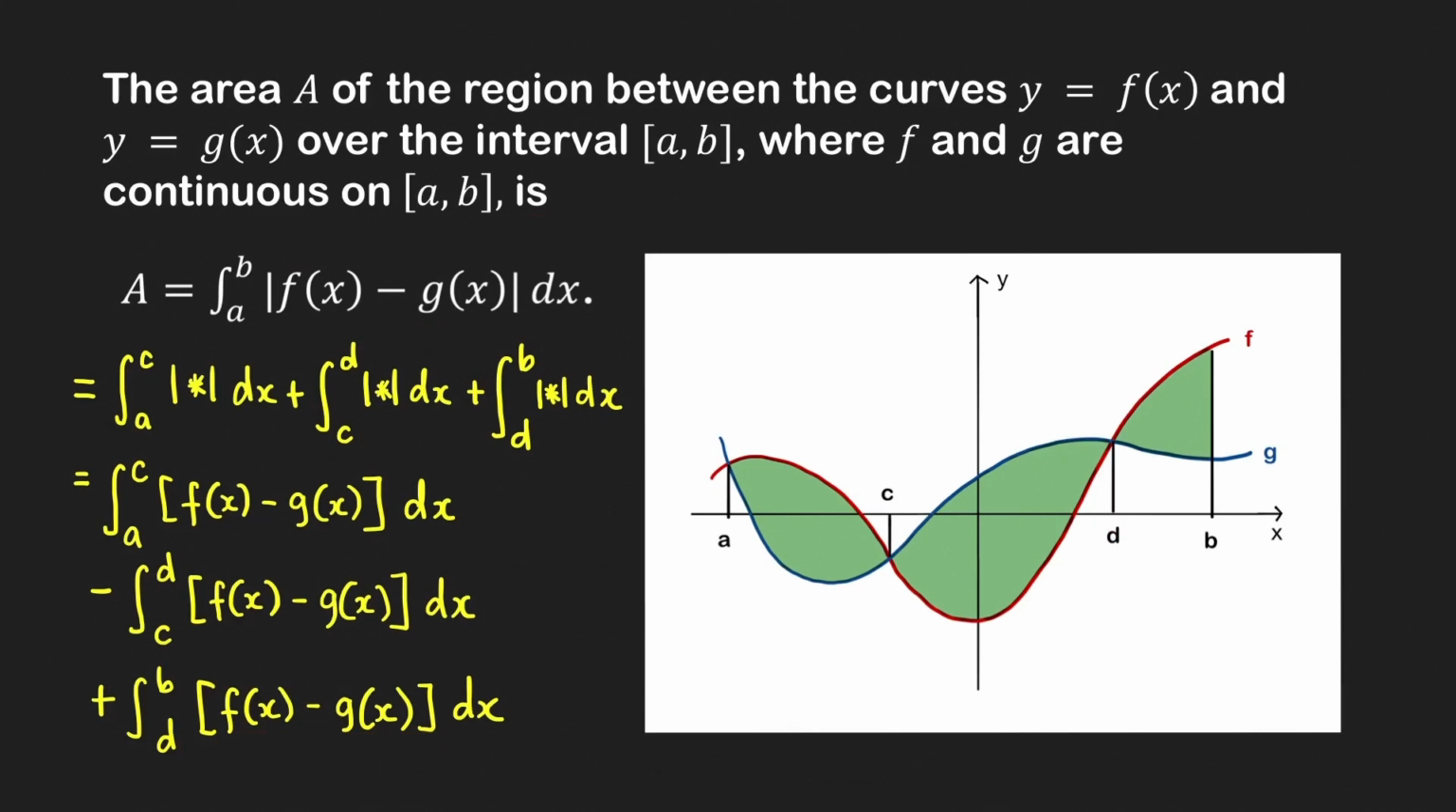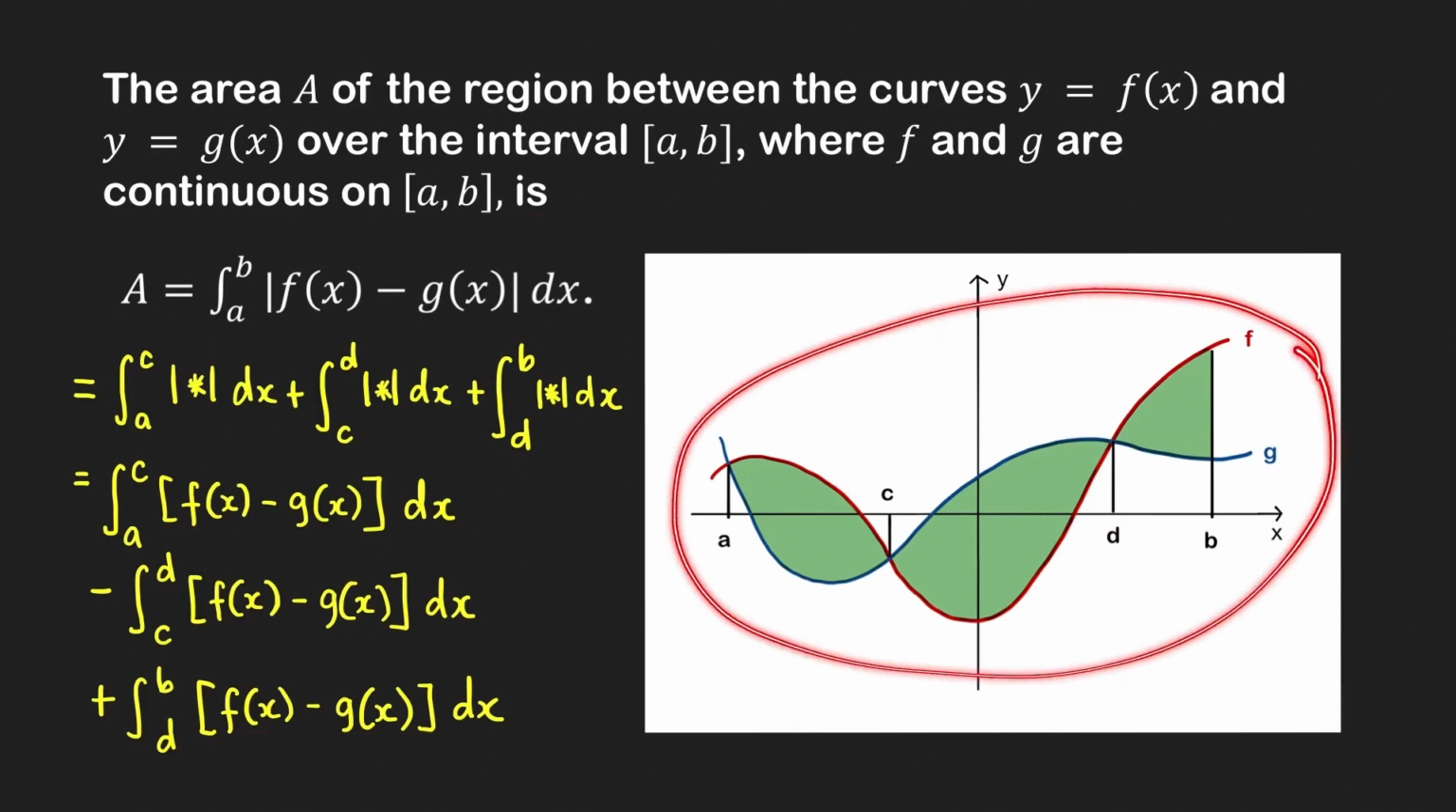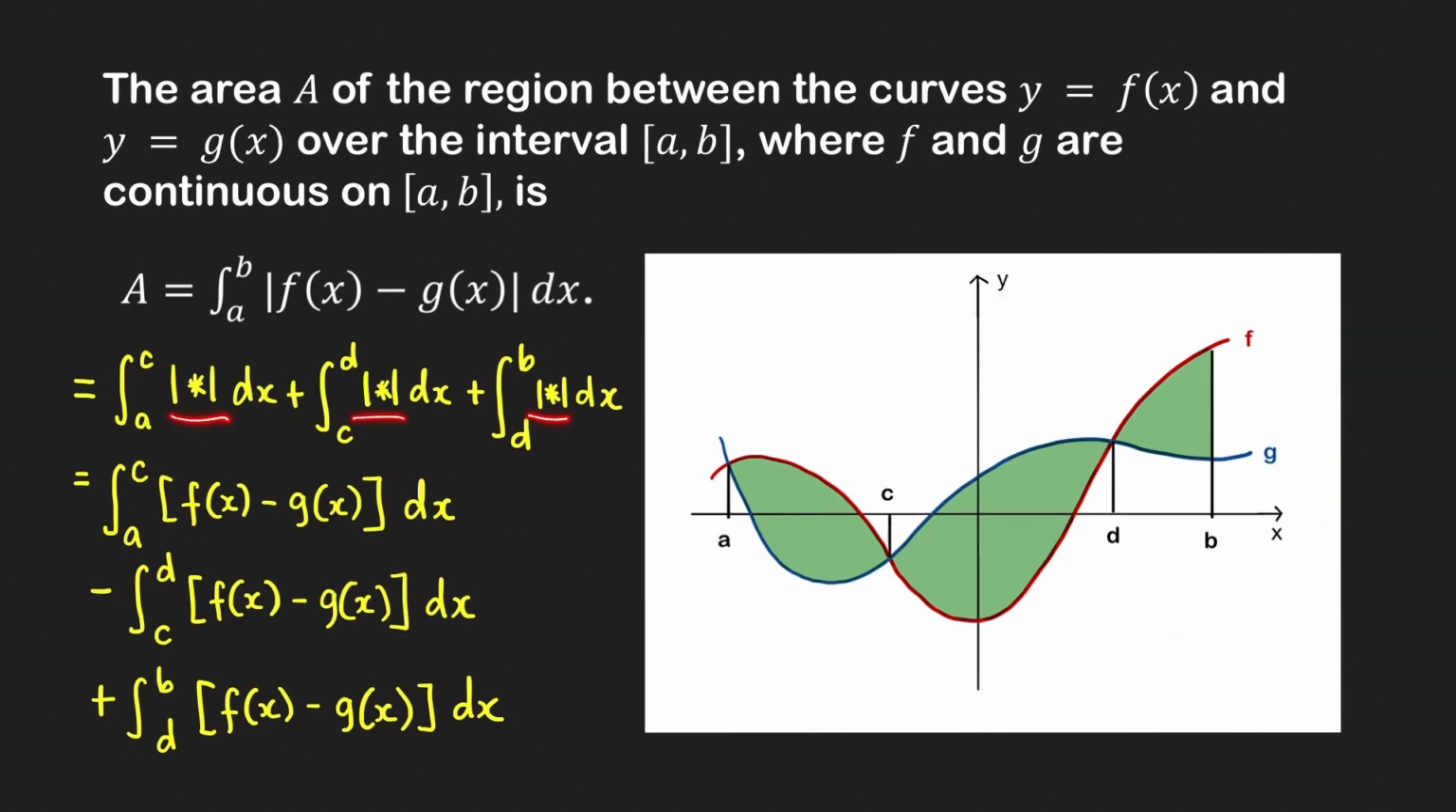Now, what if we're not given the graphs? How do we remove the absolute values in the integrands? After dividing this definite integral into these three integrals, where c and d are the only zeros of f of x minus g of x between a and b, we are sure already that the value of this expression here, which is equal to f of x minus g of x, is either greater than or equal to 0 or less than or equal to 0.